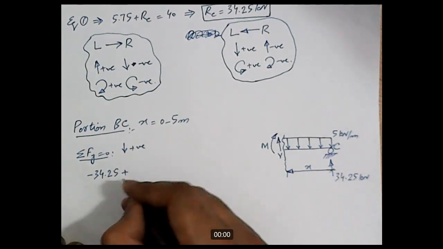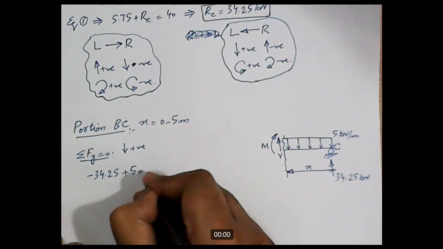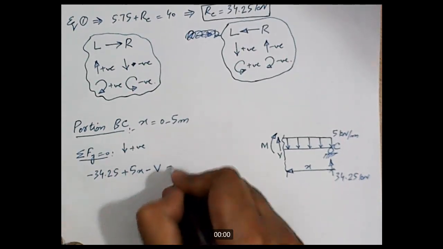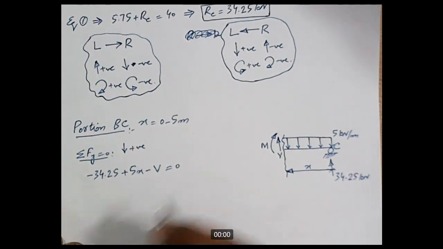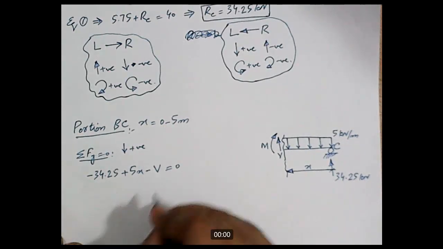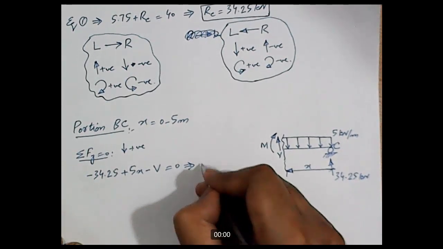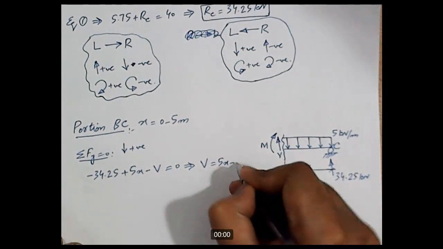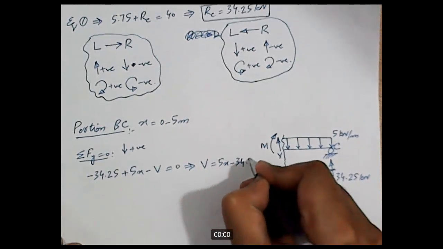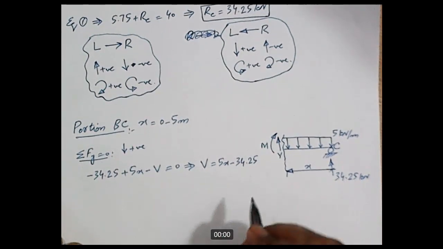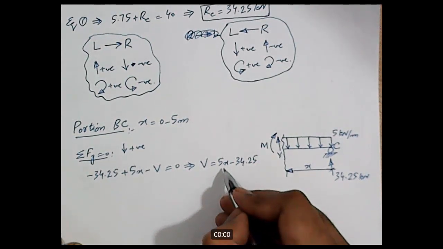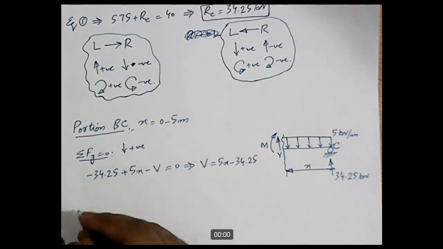It is 5 into x, so minus 5 into x, and then this shear force acting in the upward direction, so minus V, and this should be equal to 0. Now if I rearrange this equation, what do I get? V is equal to 5x minus 34.25. This is the equation of shear for portion BC, and as variable x is involved in this equation, it means that we need to calculate the values for the two extreme points separately.